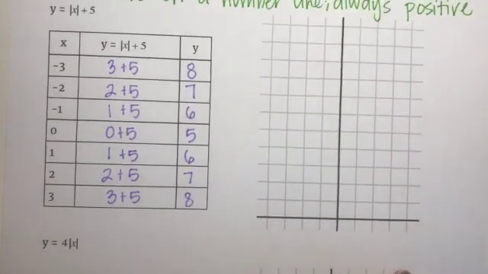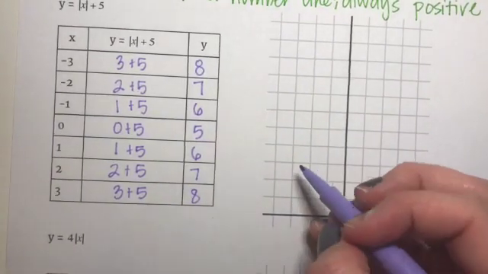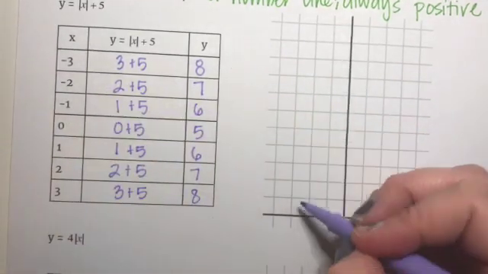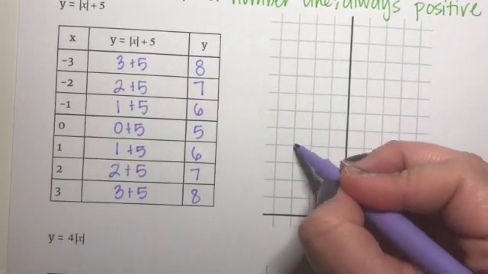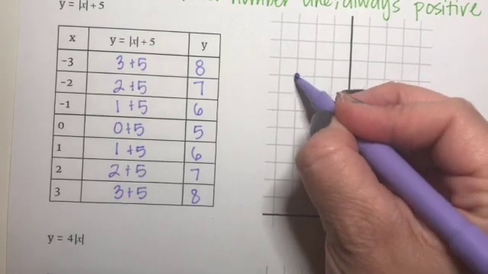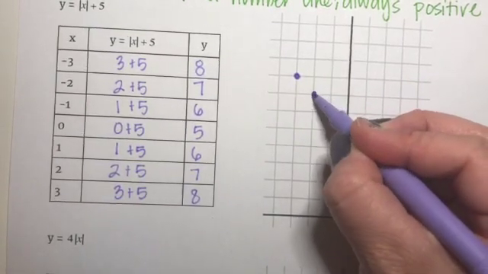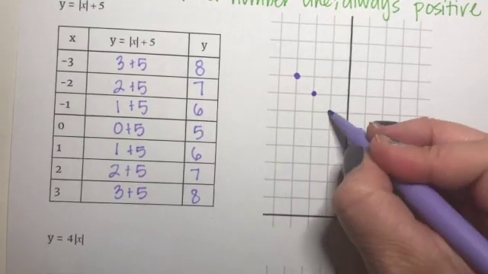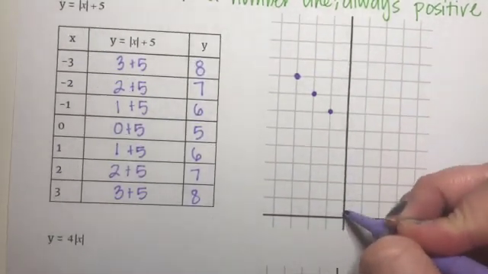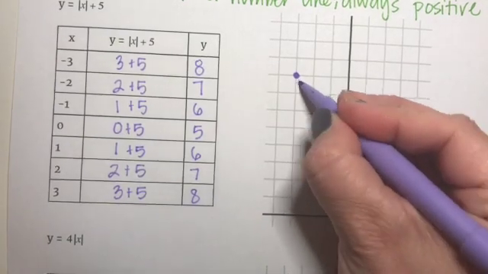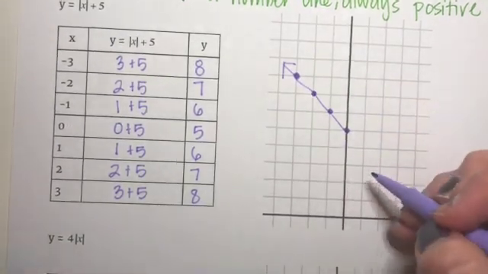So let's look at what this looks like. Okay, so I have the point negative 3, right? When I plugged in negative 3 for x, I got 8 for y. When I put in negative 2, I got 7. Negative 1 gave me 6. And then 0 gave me 5. So look, there's like a line. Whoop, I just made it janky, sorry.